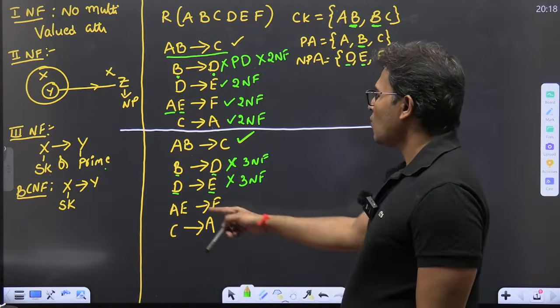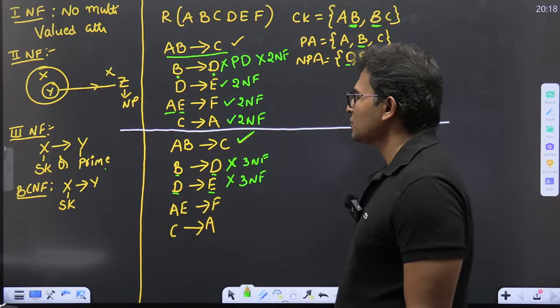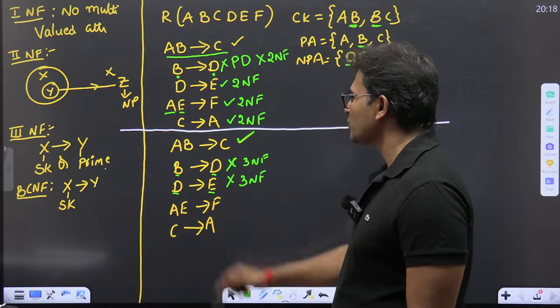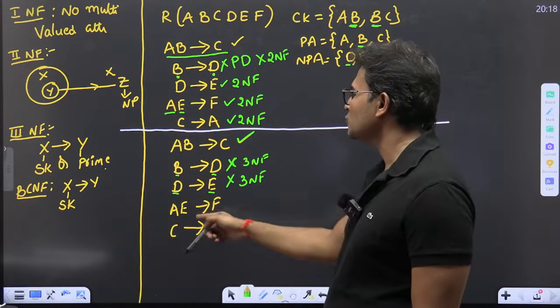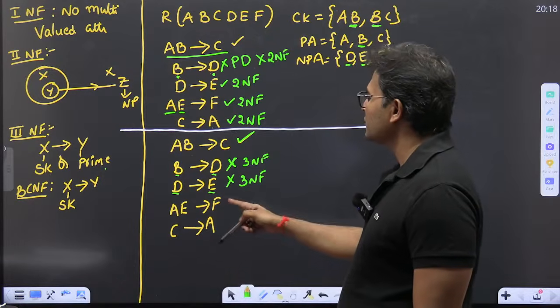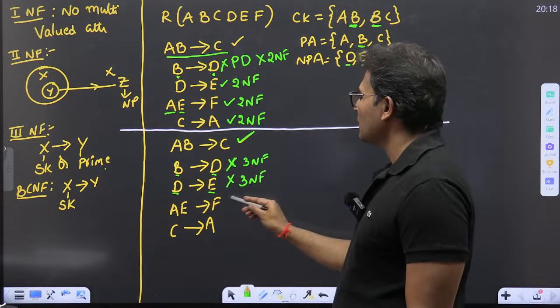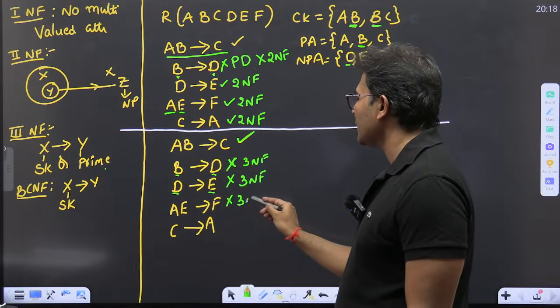Now what about this one, AE determines F? The left side AE is not a super key because we have only candidate keys as A, B and BC. So AE is not a super key. And what about F? F is not a prime attribute. Therefore, this is also not in 3NF.